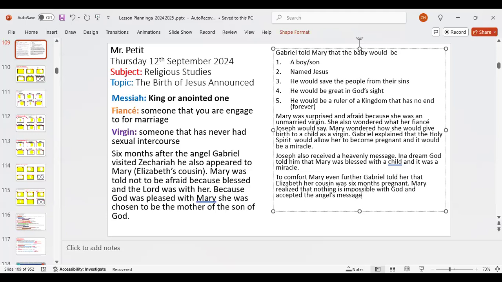Mr. Petit, the writing is getting small till I can't see. Yeah, I'm going to enlarge it right now.